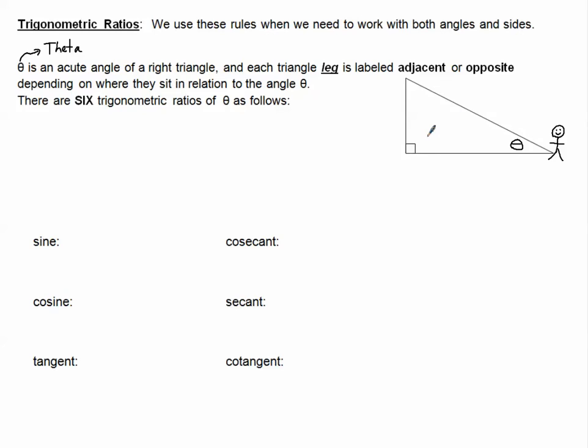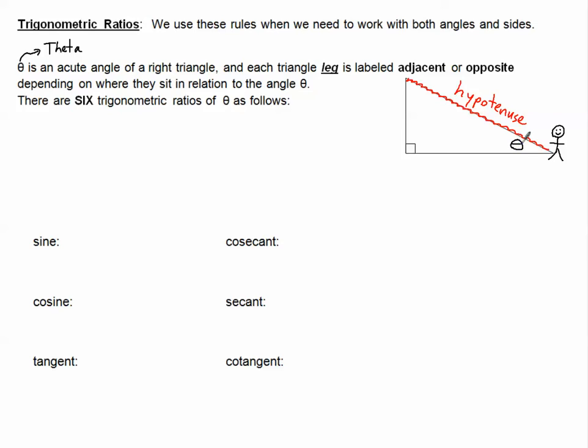The hypotenuse is always the longest side. It's always opposite the right angle, and it's right here. I'm going to label this in red, the hypotenuse. That will always be where it is. The 2 opposite and adjacent legs depend on where I'm standing.